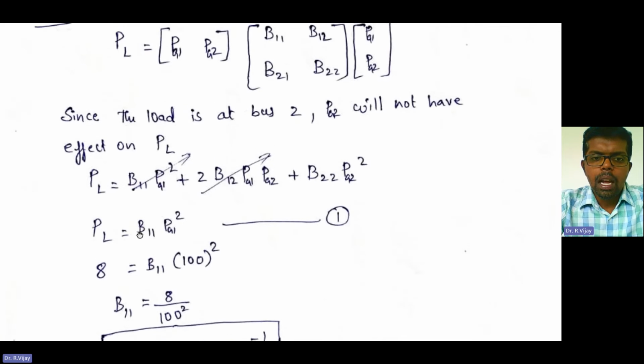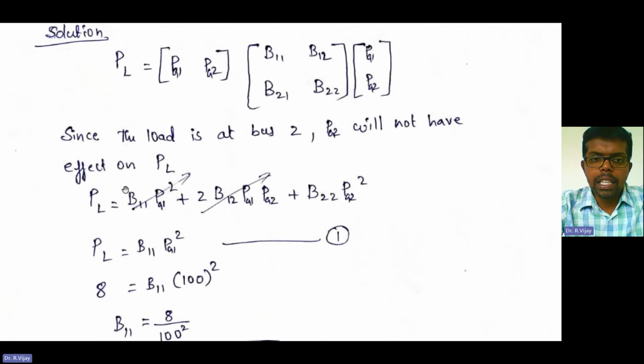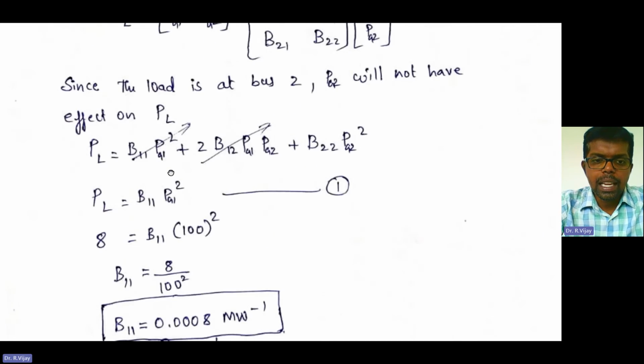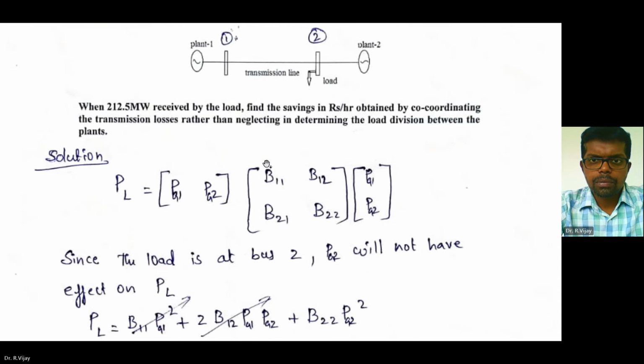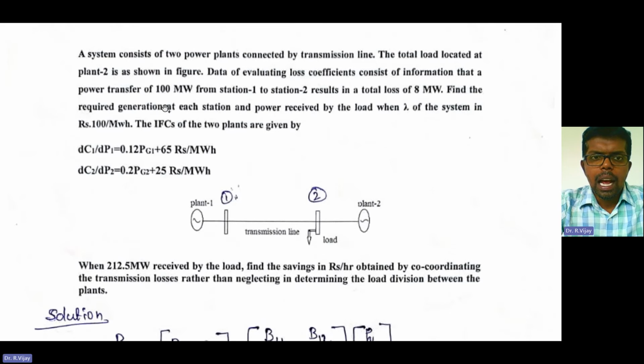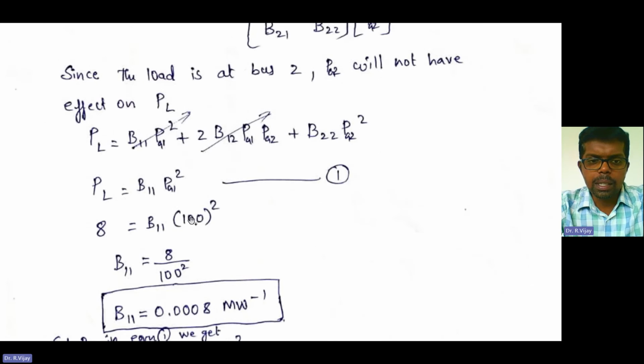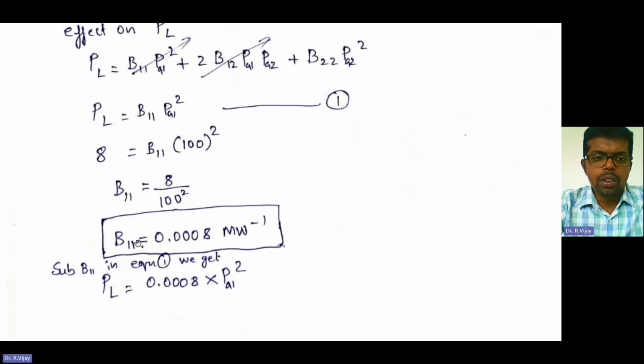So B11 and PG1 squared are already given in the problem. While multiplying this, you'll get the equation like this. PG1 is already given in the problem as 100 megawatt. That is, the data for evaluating the loss coefficient consists of information that power transfer of 100 megawatt from station 1 to 2 is given, and total loss is also given. So we are just substituting 100 here. So 100 squared. If you calculate, B11 is equal to 8 divided by 100 squared, B11 is equal to 0.0008 megawatt inverse. So this is the B11.